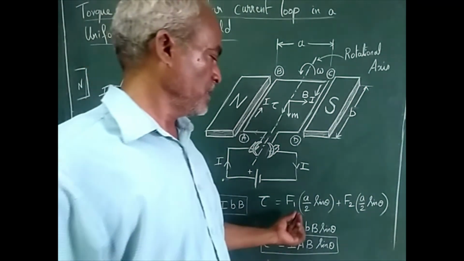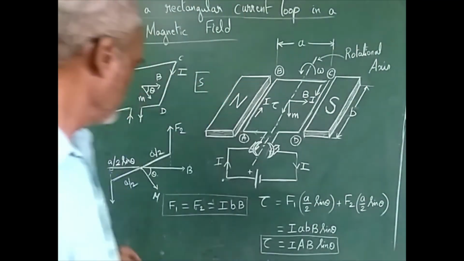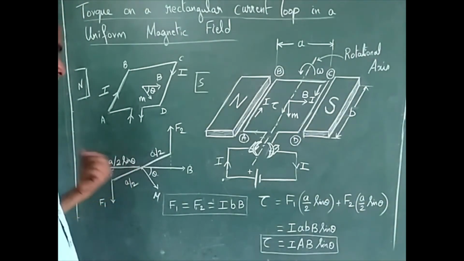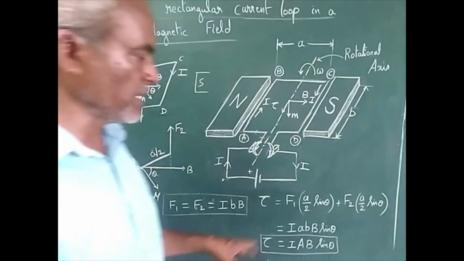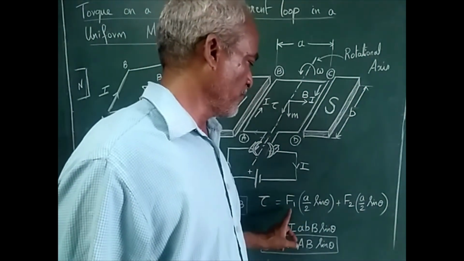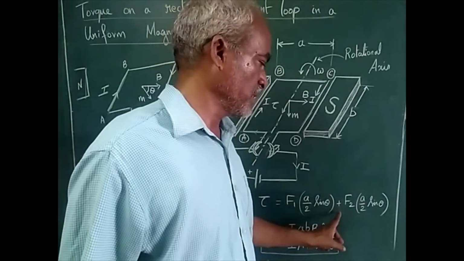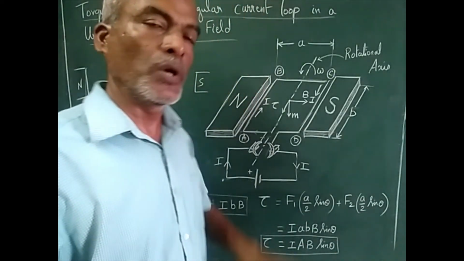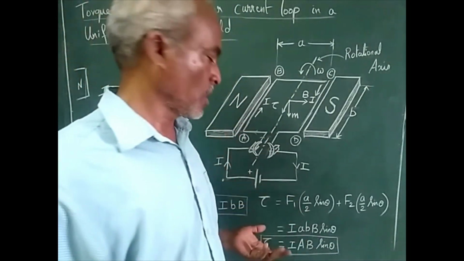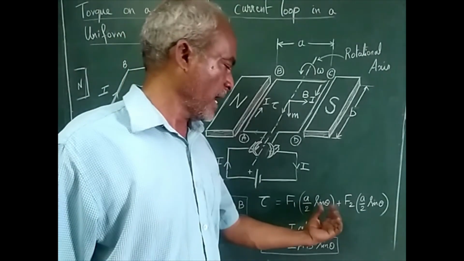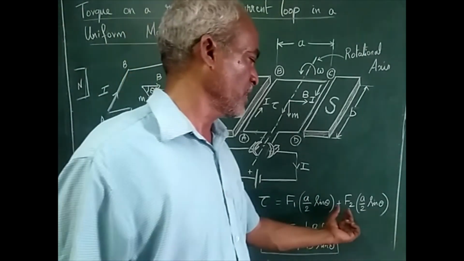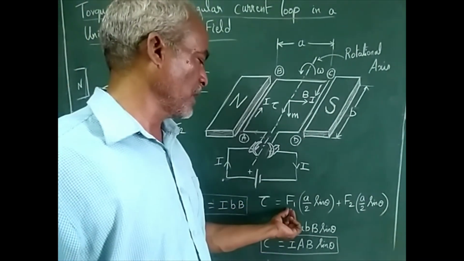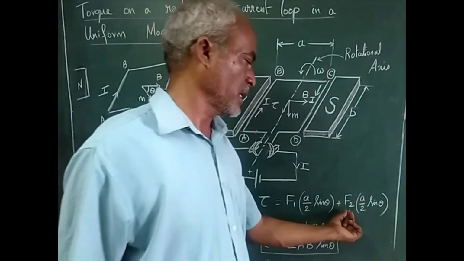So F1 into the distance, this distance, from this point M, is a by 2 sin theta. This side also a by 2 sin theta. So F1 a by 2 sin theta plus F2 a by 2 sin theta will give you the total torque, rotational force, torque, right? Now if you add and substitute the value for F1 and F2, we already have I b B. So you substitute that value here I b B, here also I b B.